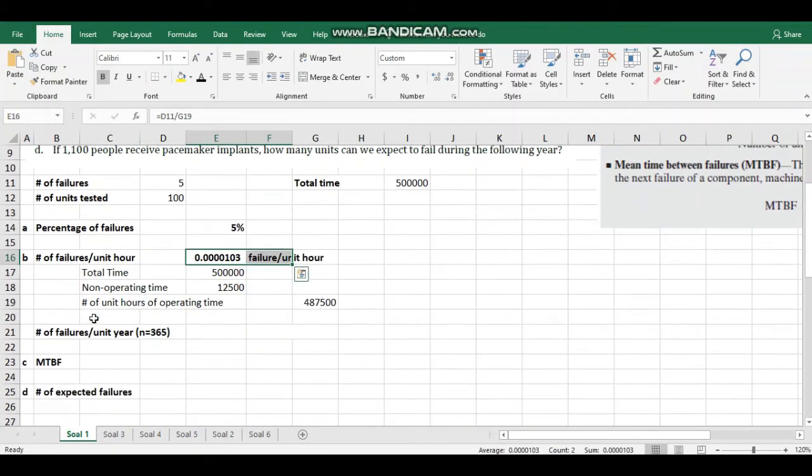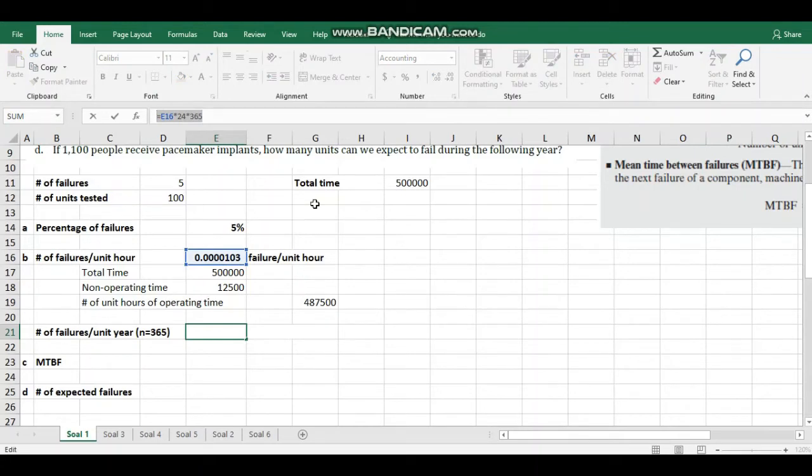And the second one is the number of failures per unit year. So how do we get it? We could get it by multiplying the number of failures per unit hour by 365 days, assuming that in a year there are 365 days, and in a day we have 24 hours. So we multiply the number of failures per unit hour by 365 days and also by 24 hours, and we get the number of failures per unit year, which is 0.09 failure per unit year.